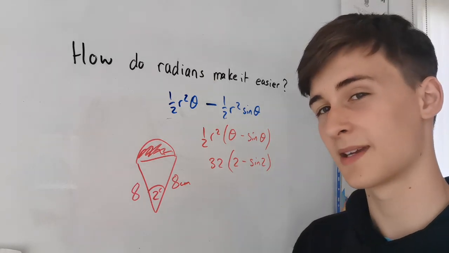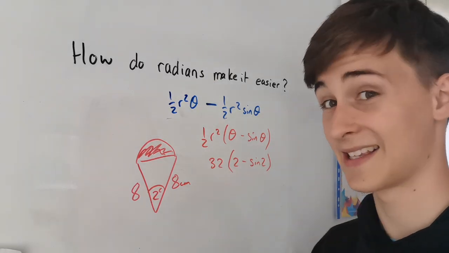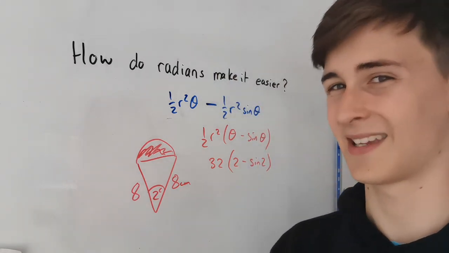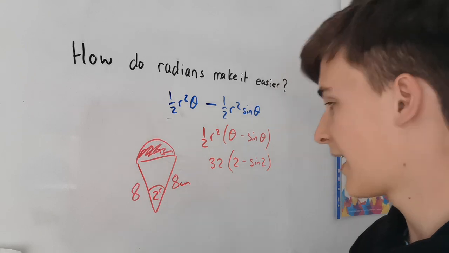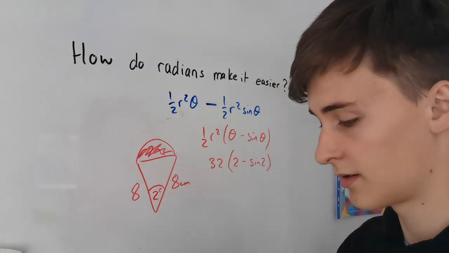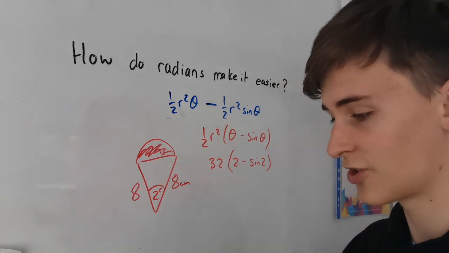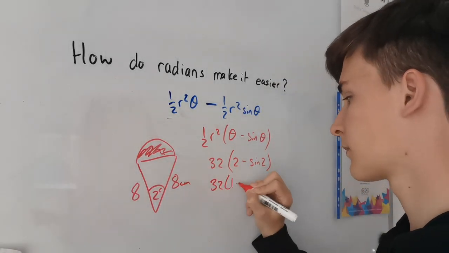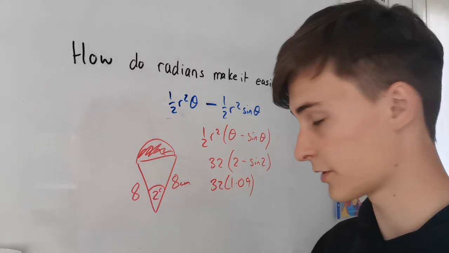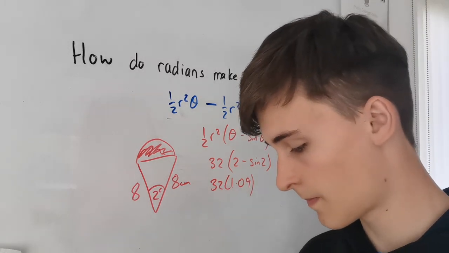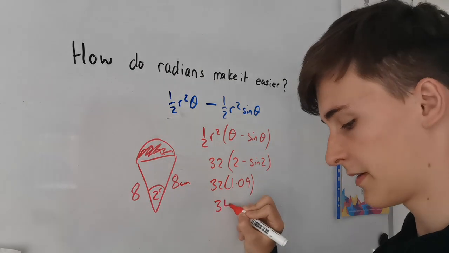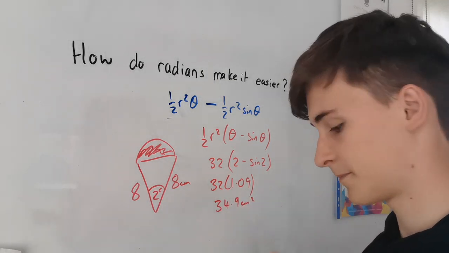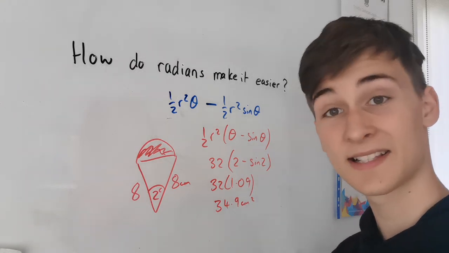Fun fact, you can approximate sine 2 as 2 because it's in radians, but it's not small enough really to get a good approximation. So 2 minus sine 2, am I in radians? 2 minus sine 2 gives me 1.09. And then multiply that by 32, you get 34.9 centimeters squared. And it's literally as simple as that.